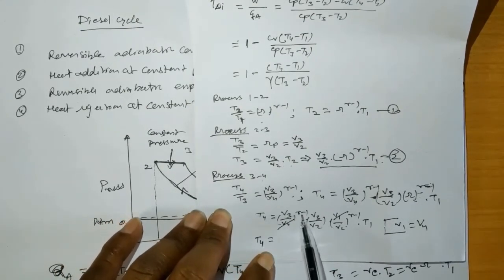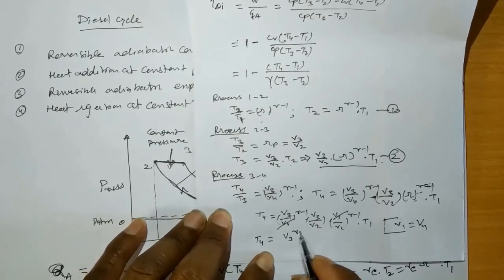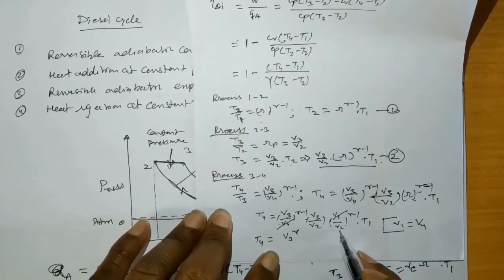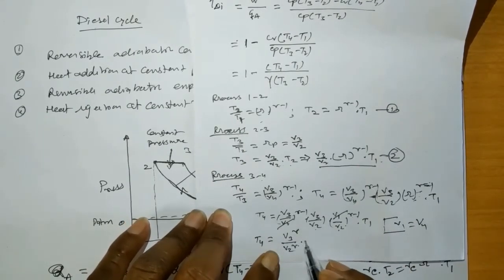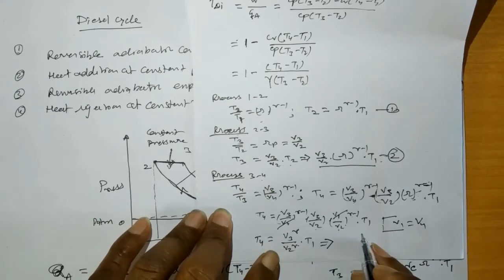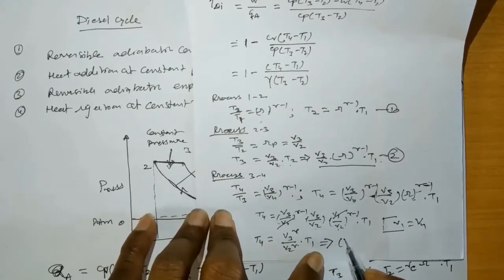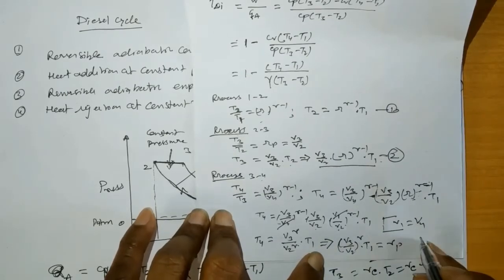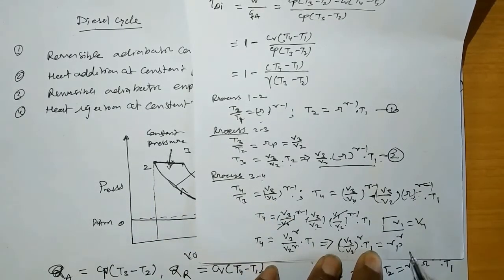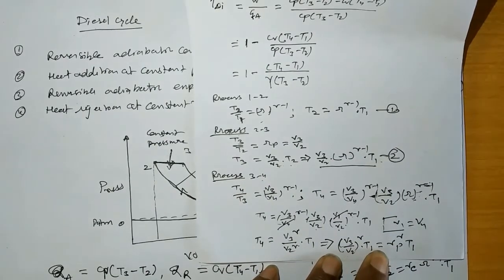This is V3 power gamma minus 1, and this is V3, so it becomes V3 power gamma. Now this is the value of V2 power gamma minus 1 into V2, that is V2 power gamma, and T1. That equals V3 by V2 power gamma into T1, and V3 by V2 is the pressure ratio, so T4 equals pressure ratio power gamma into T1.